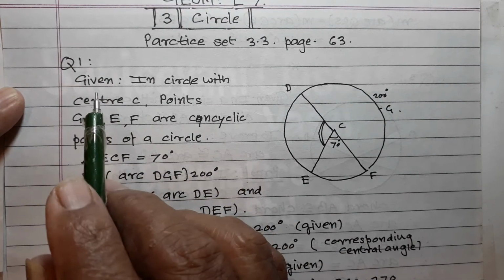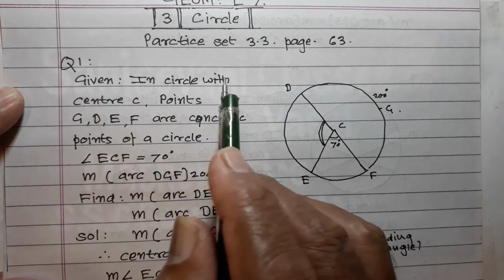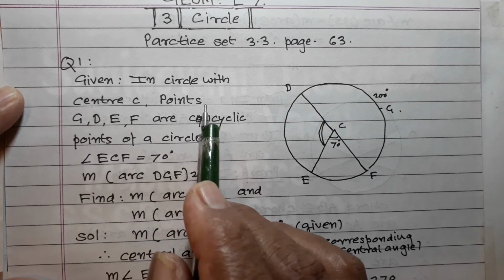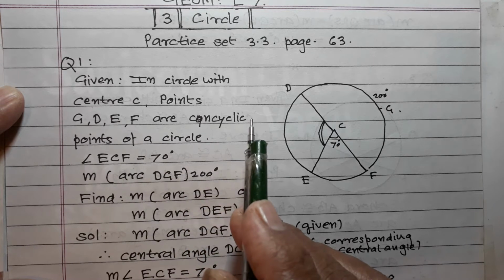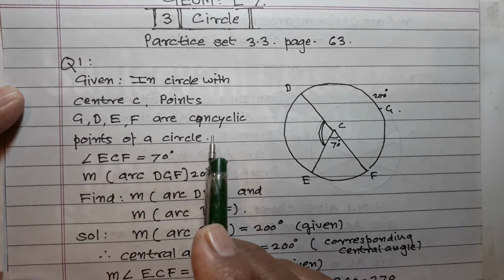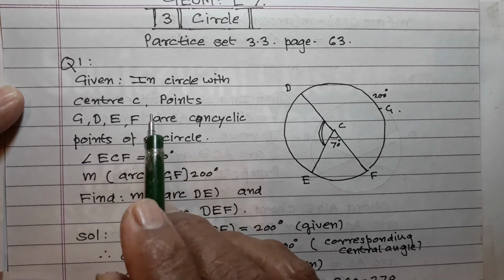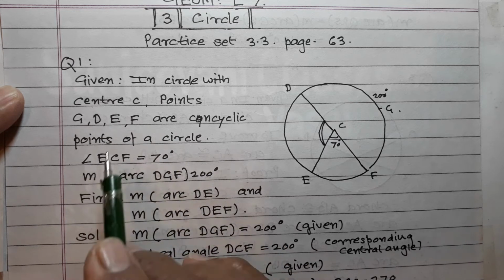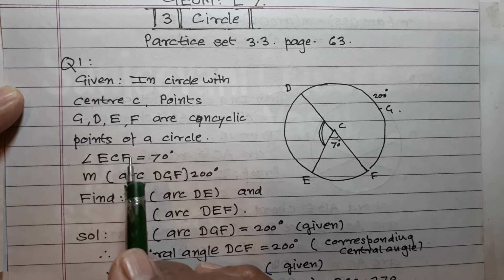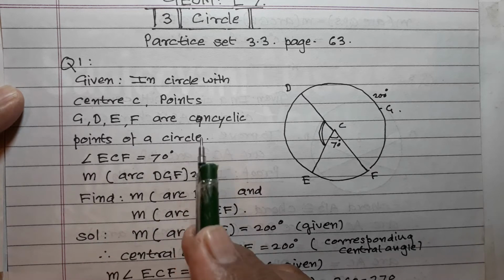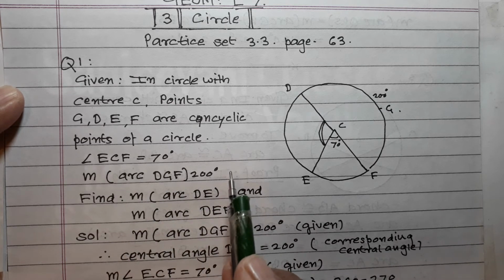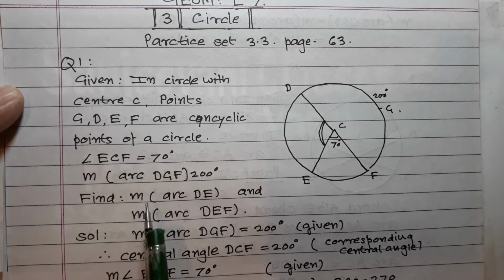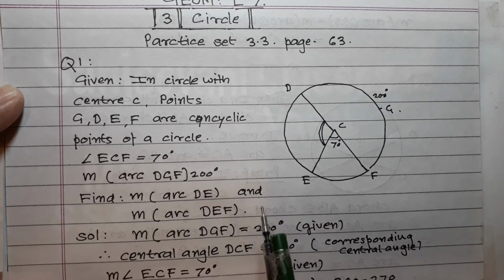Question number 1. Given: in a circle with center C, points G, D, E, F are concyclic points of the circle. That means all these points are on the circle. Angle ECF is equal to 70 degrees. Major arc DGF is equal to 200 degrees. Find major arc DE and major arc DEF.